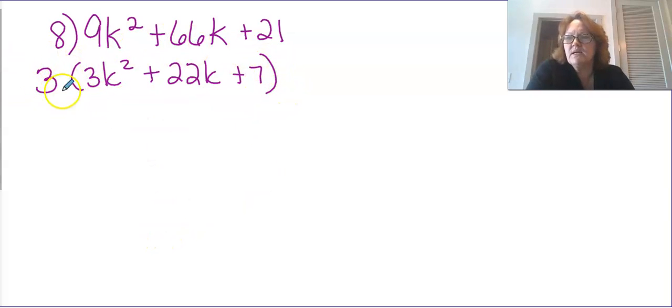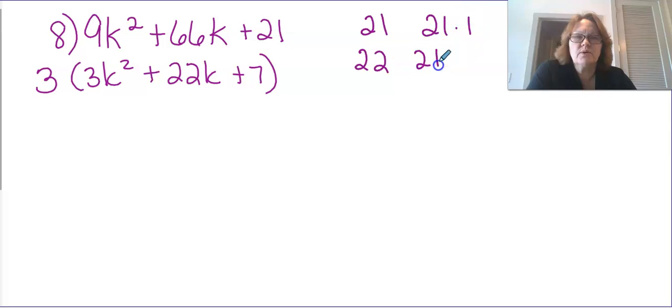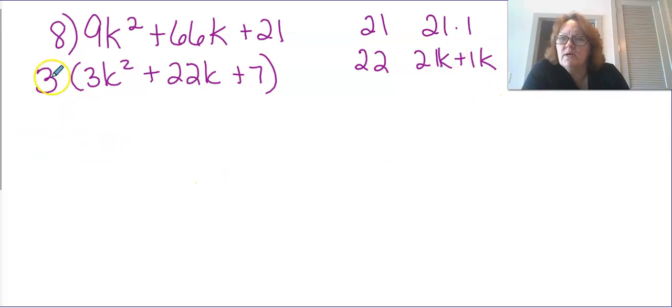So our 3 is not going to disappear. It's going to be in the final answer, but I'm just going to hold it to the side for a second and work with this trinomial right here. So 3 times 7 is 21. My middle term is 22. Of course, that's going to be 21 times 1, 21 plus 1. So when I split my middle term, it's going to be 21k and 1k. So again, I'm going to leave the 3 for a minute and just rewrite this trinomial right here and split the middle term.